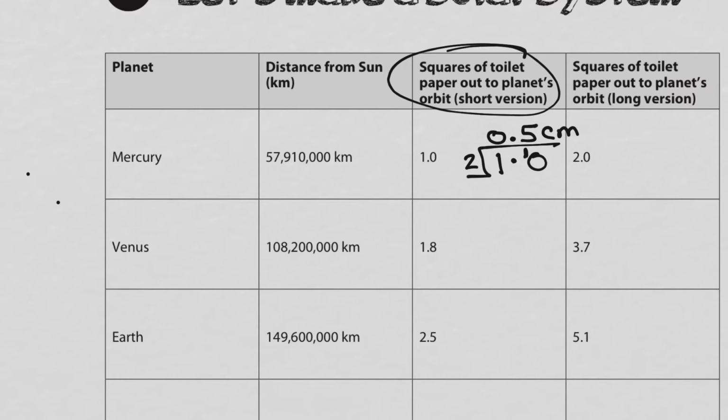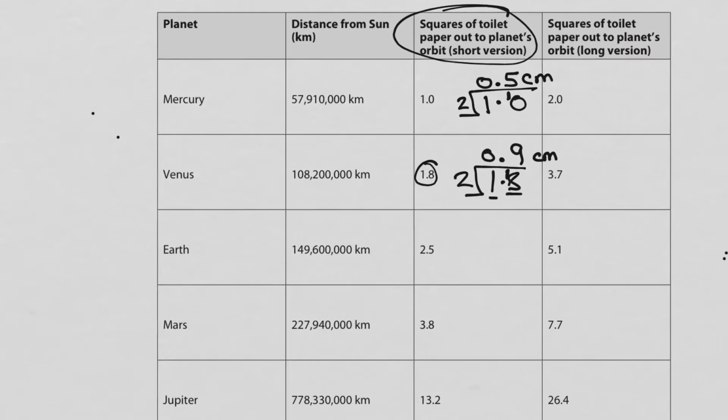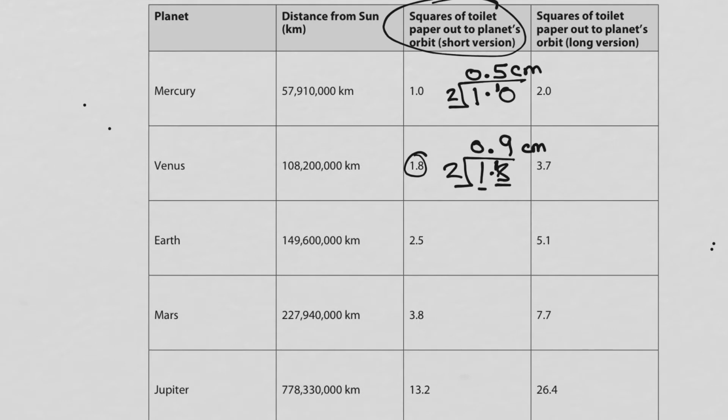Okay, Venus, 1.8 divided by 2. How many 2's are in 1? There are 0. Add the decimal point. Put the 1 here. How many 2's are in 18? There are 9. So that'll be 0.9 centimetres. And it's 0.9 centimetres from the sun. It's not 0.9 centimetres from where the Mercury bit is.